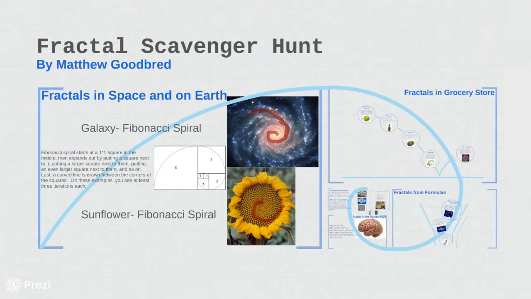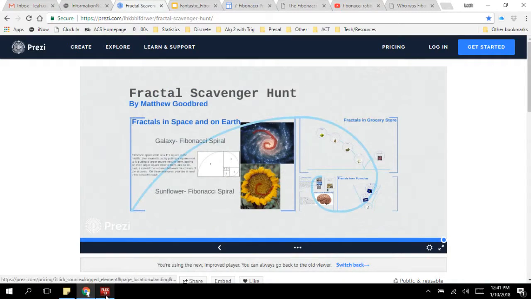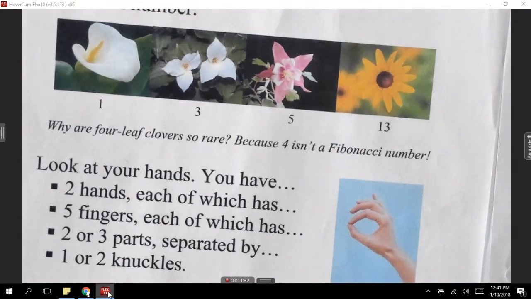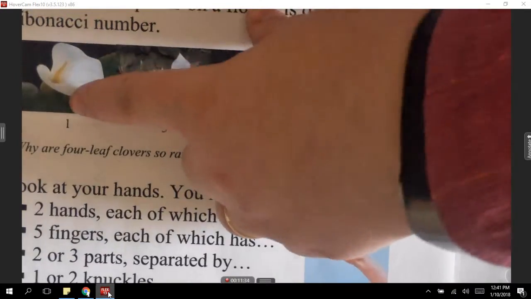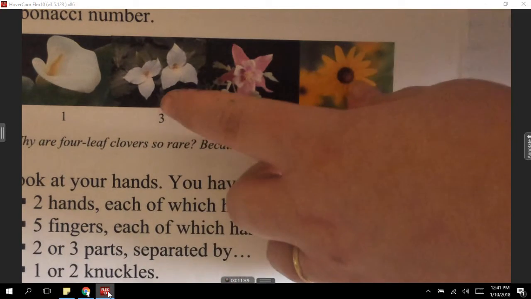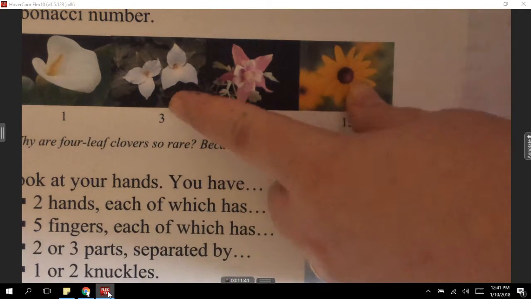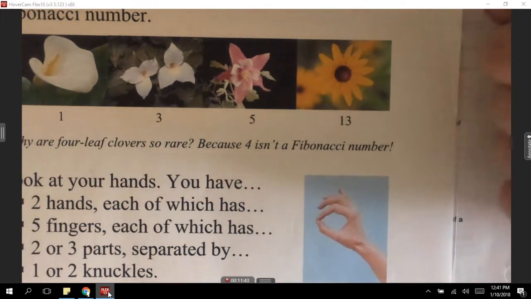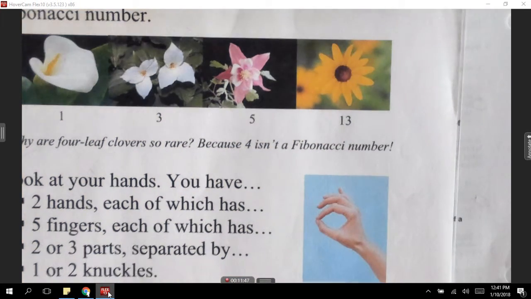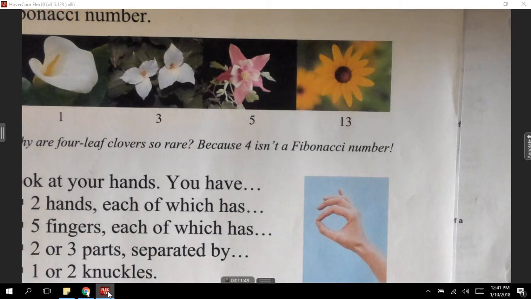It's found everywhere. What I'm more impressed with is how often it comes up, like I said, when you count things. So, one thing you could count are petals. On this flower, there's one petal. This flower has 3. And then the sunflower has 13. So one example of a Fibonacci number in nature is dealing with flower petals.